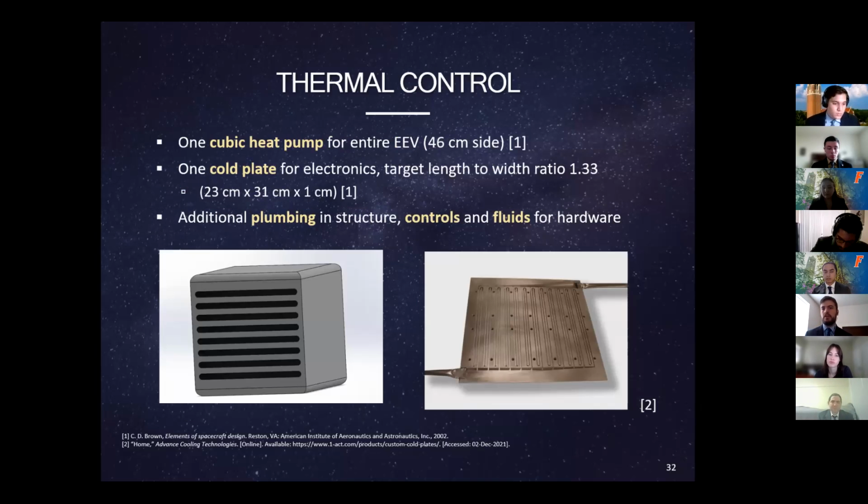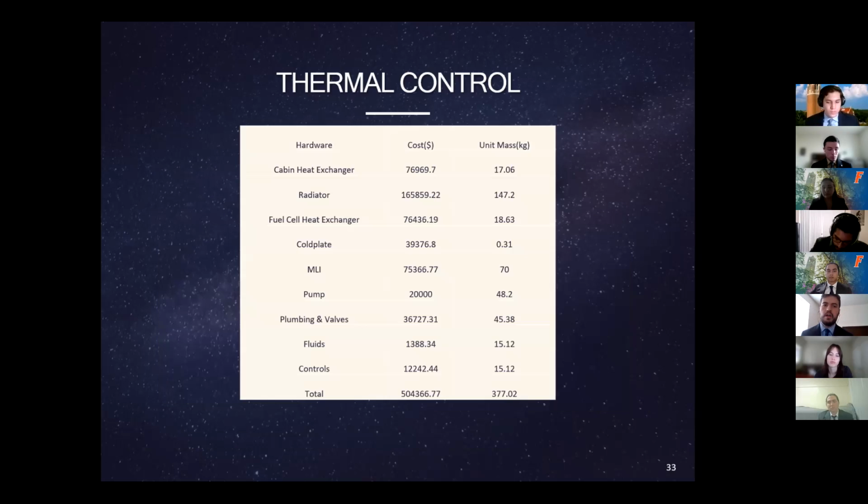We also have a cubic heat pump for the entire EV, a cold plate specifically for our electronics that's around 25 by 30 by 1 centimeter, and additional plumbing within the capsule of the EV. And these systems are going to need controls to ensure their work, and several fluids for the pump, for the heat exchangers, for our radiators. So we took into account the mass of those as well.